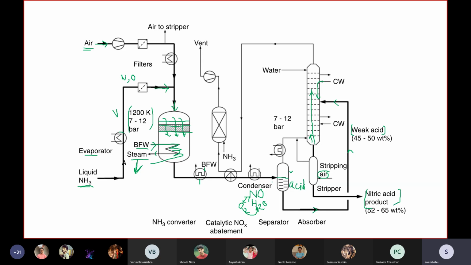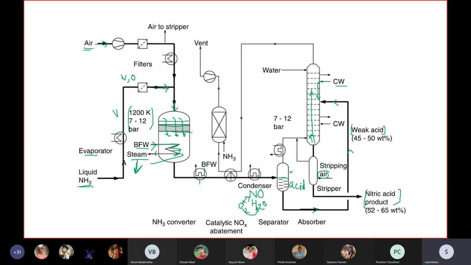So I am repeating, the NO and water vapor during the removal of heat, some amount of NO can oxidize and react with water and form the nitric acid. So weak nitric acid and nitric oxide gases both are supplied into this absorption tower. Two things are fed into this absorption tower: one from the bottom, that is air, and one from the top, that is cold water.